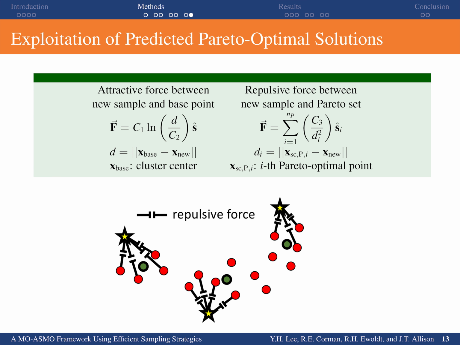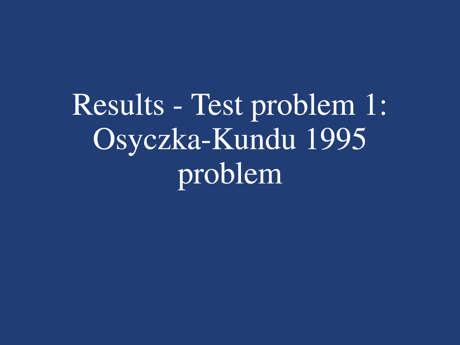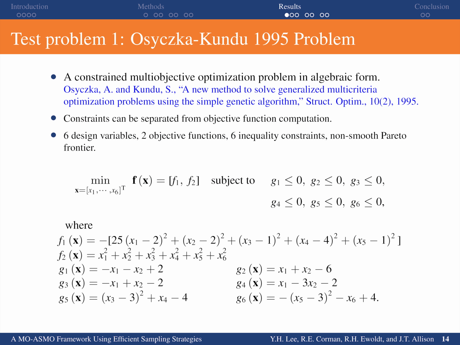Dynamic simulation is performed to optimally locate these new samples until we reach the equilibrium of forces. Now, let's see the results. First one is the Osyczka-Kundu problem. This problem is a well-known constrained multi-objective optimization benchmark problem.